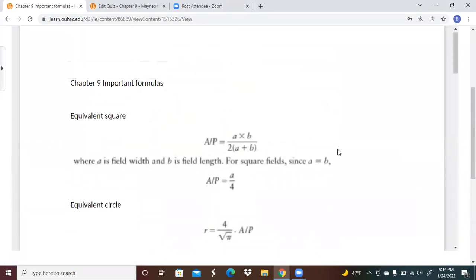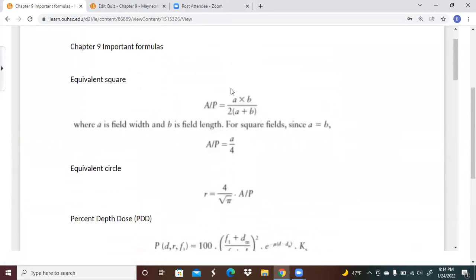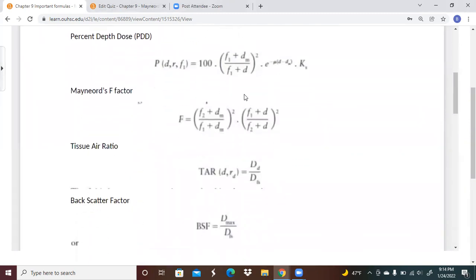The two formulas here that we're going to focus on, actually three if you really think about it, are these two for the equivalent square, and then for the Mayneord F factor, it's going to be this formula right here. So what I'm going to do right now is go over on this side of the screen and write down, since I get the annotate function going, that would be a good thing to do.